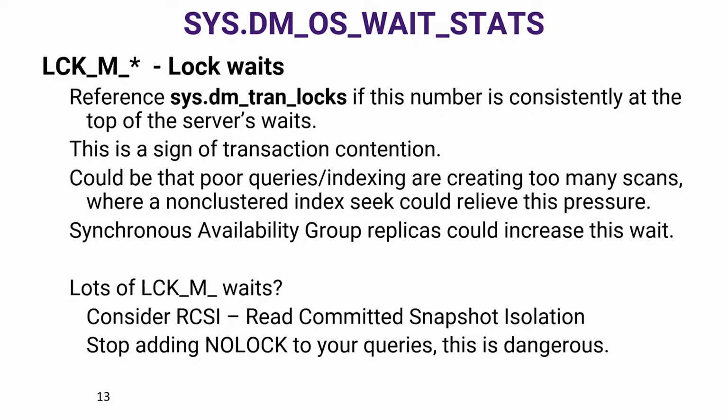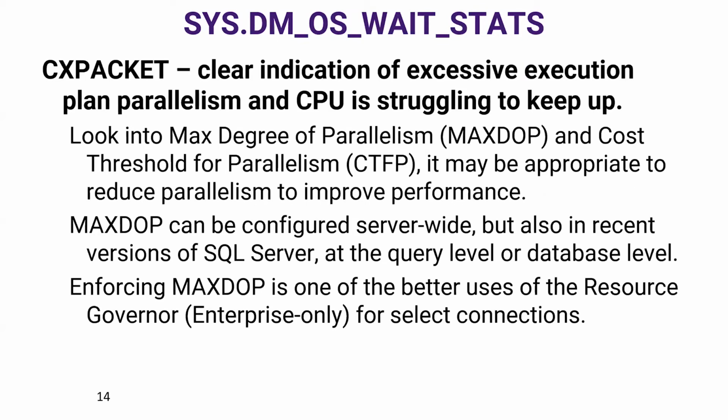This could be a sign of poor queries, poor indexing, causing too many scans in execution plans, for example. Maybe a new nonclustered index seek could relieve that pressure. Synchronous availability group replicas will also increase this wait. And again, like Bob said in the last hour, if you have a lot of these locks, consider RCSI, read committed snapshot isolation. That is the enterprise solution for concurrency introduced in SQL 2005. And stop adding NOLOCK to your queries. It is dangerous.